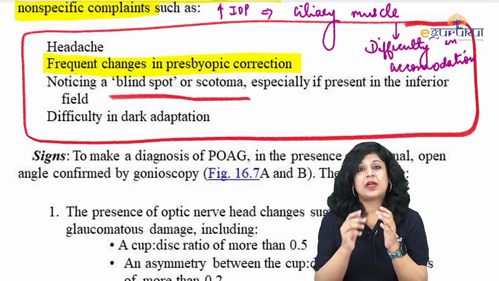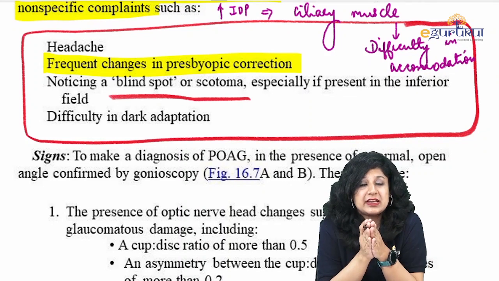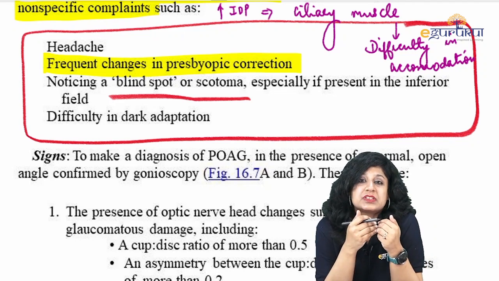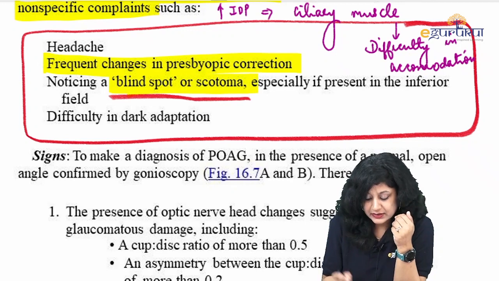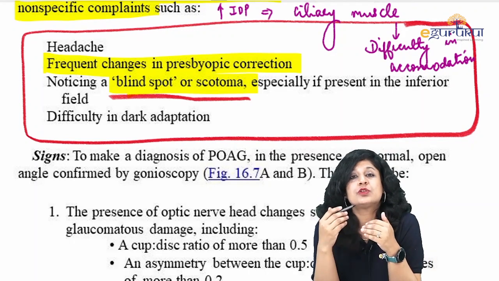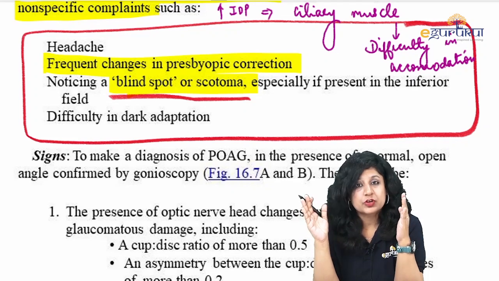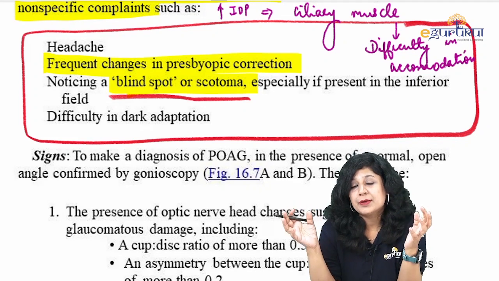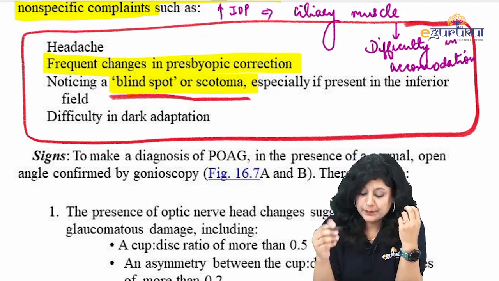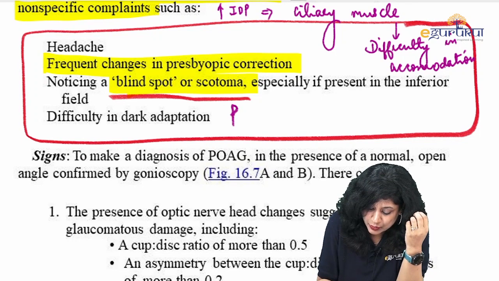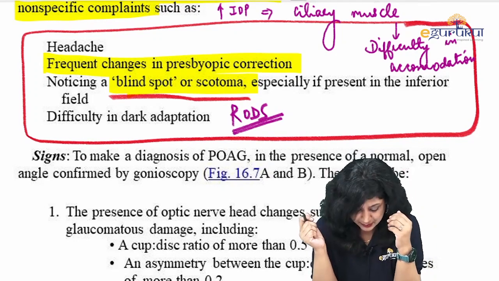So a very important thing, while in cases of the cataract we have got frequent changes in the distance correction, here I am having frequent changes in the presbyopic correction. We are having a blind spot or scotoma that is present in the inferior field. We are also having difficulty in the dark adaptation because usually we have got scotomas which are extending from the periphery towards the center. So in the periphery also, what cells do we have? We have got rods, and these rods are affected, which leads to difficulty in the dark adaptation.